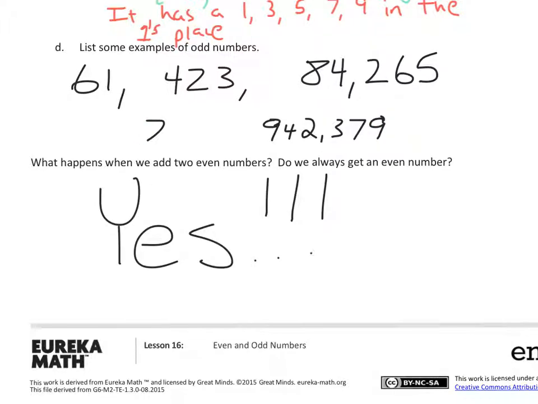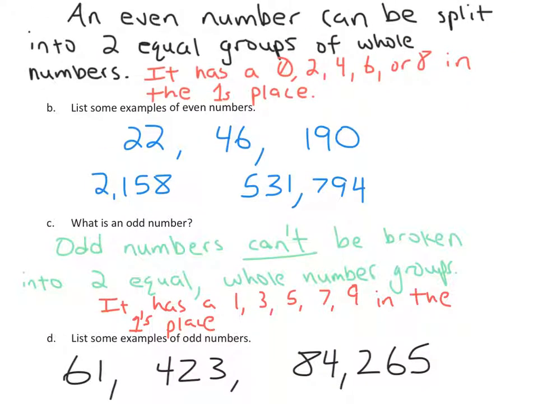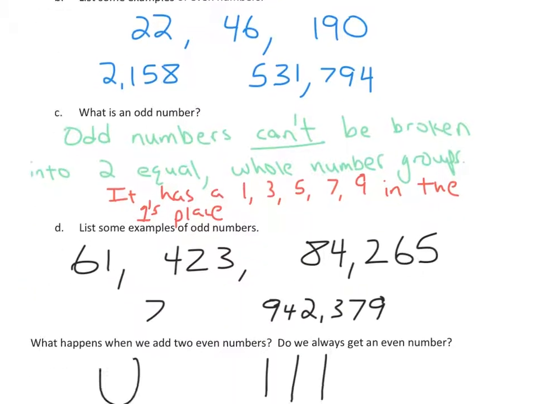And when we add two even numbers, we will always get another even number, because anytime you add 2, 4, 6, 8 with another 2, 4, 6, 8, or 0, it continues to stay even, and all that really matters is the ones place.